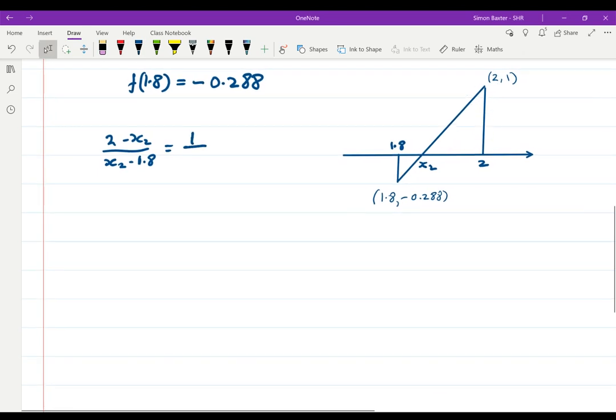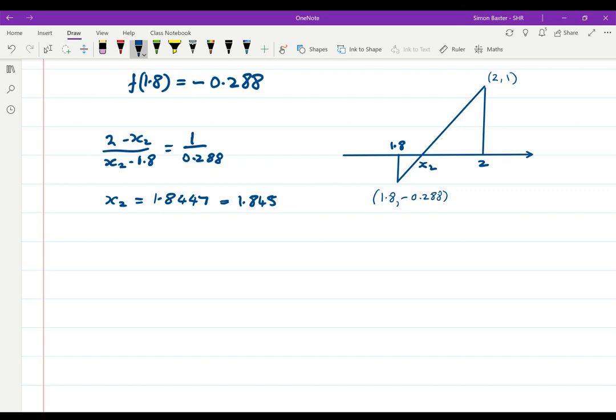1 divided by 0.288. Let's make that just a little bit nicer. And if we solve that, we get that x2 is equal to 1.8447. We were asked to do this 3 times, so that's the first 2. This is 1.845 to 3 decimal places.